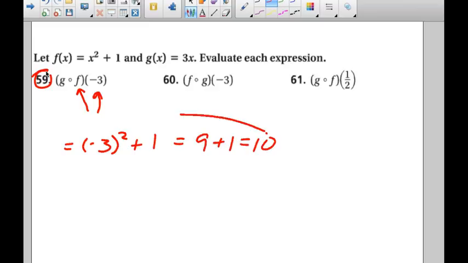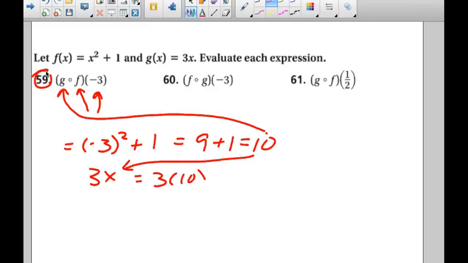And then take that answer and put it into the function g. And g is 3 times x. Well, we're going to put that 10 right here. And 3 times 10 will then give us 30. So that would be the answer that we need for number 59.